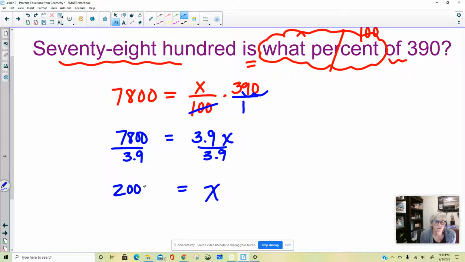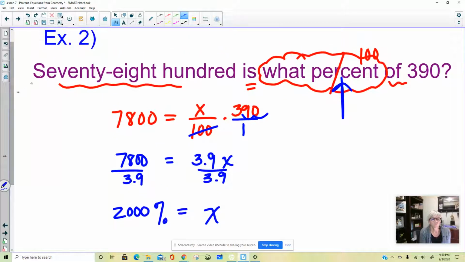Okay, so plugging it back into the original, it would read 7,800 is 2,000% of 390. And that makes sense, doesn't it? Because anything that is 100% is the total. Anything over 100% means quite a bit more, okay? And we see that 7,800 is in fact quite a bit more than 390. So our answer makes logical sense.